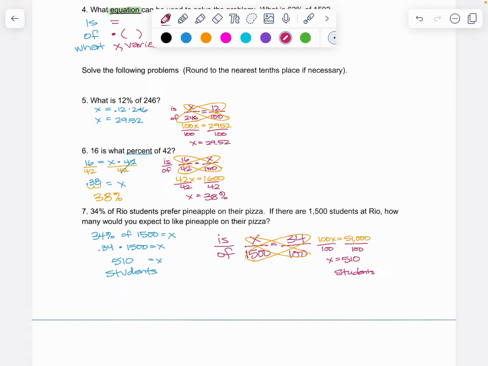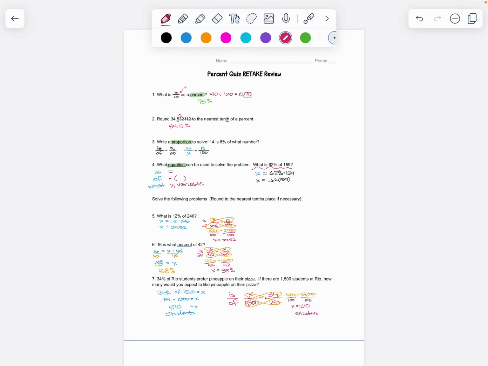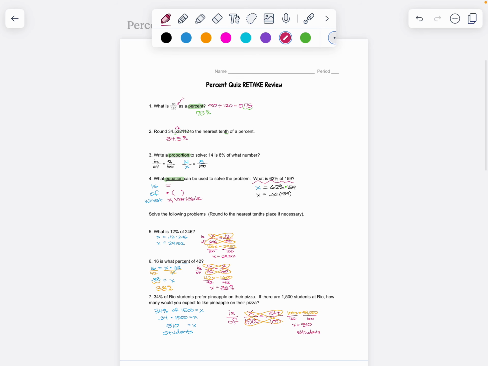All right. That's a really short review. I would definitely go back over my notes, especially the notes that talk about proportion and equations. Look those over. Make sure you study this. You're more than welcome to do this more than one time to get ready to retake that quiz.